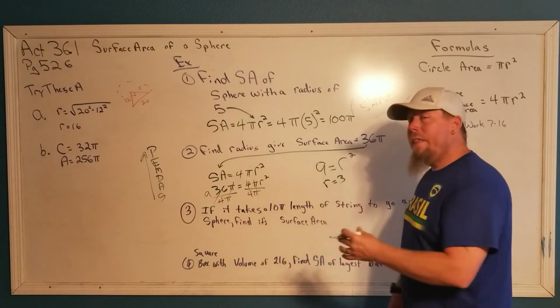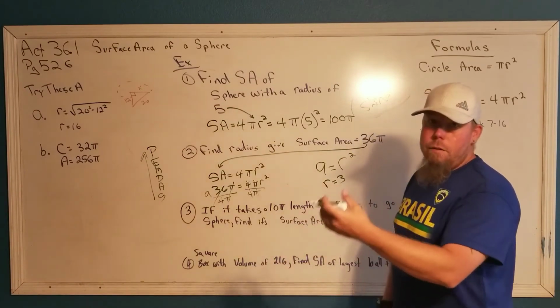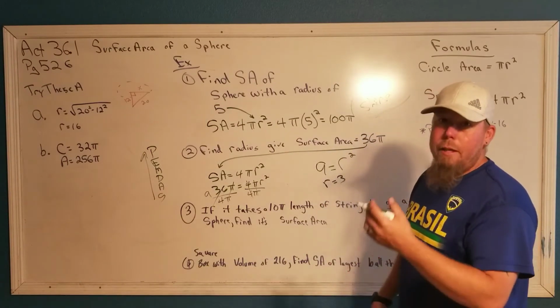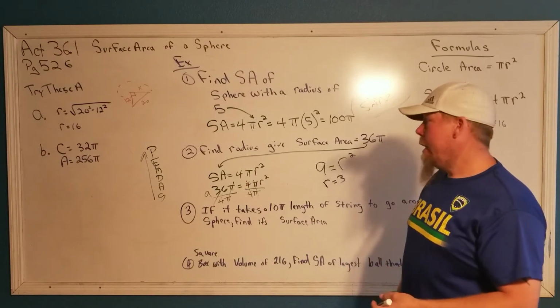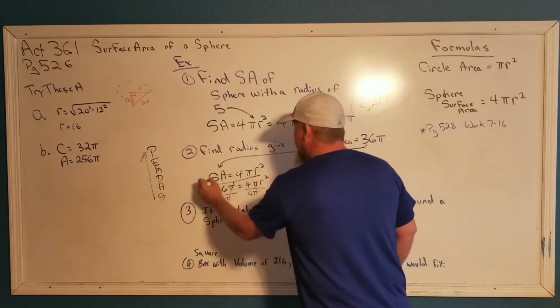Okay, and with that, we could have done other things. We could have found the new circumference or the diameter or whatever, how big the box could be that they could fit in, things like that. But this is the setup. You go back to the formula.